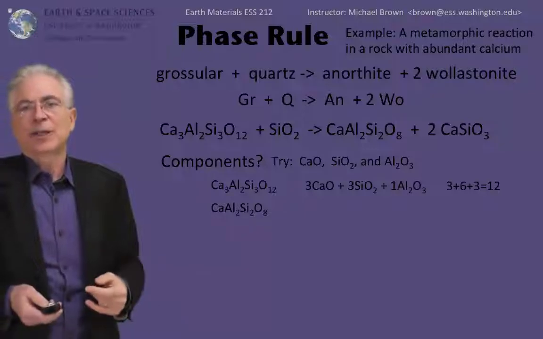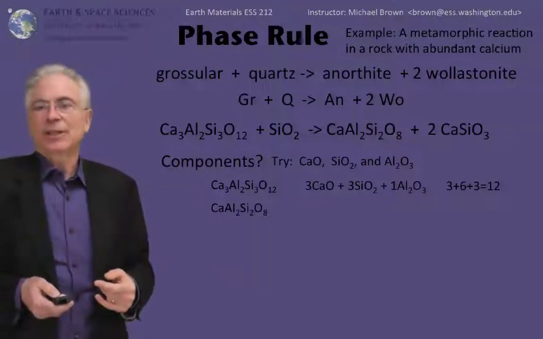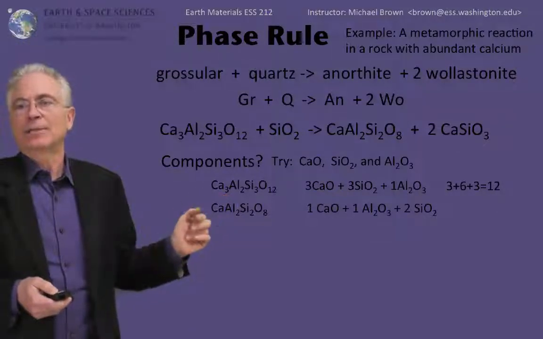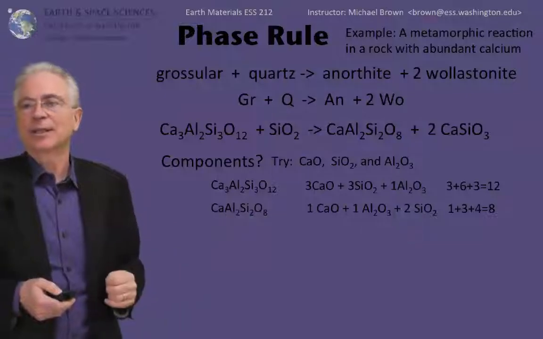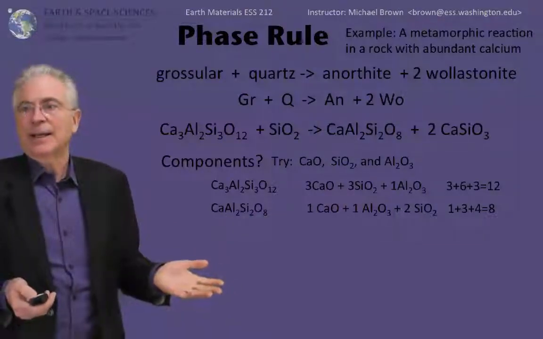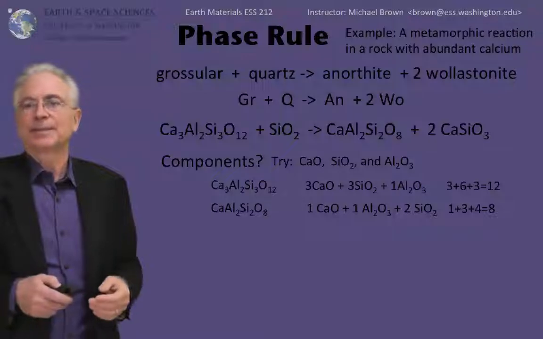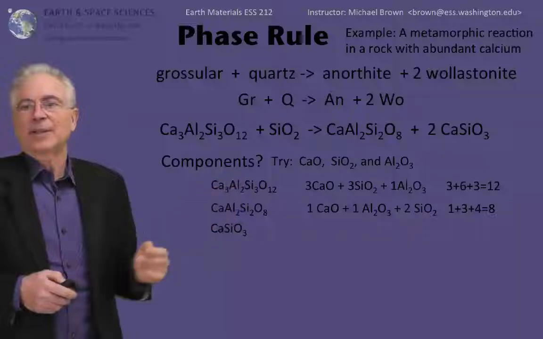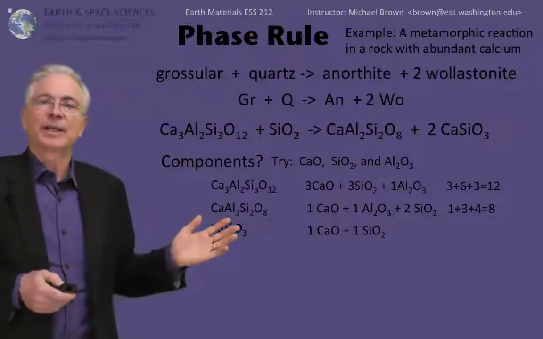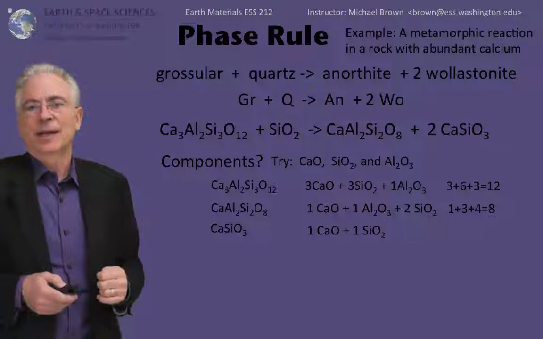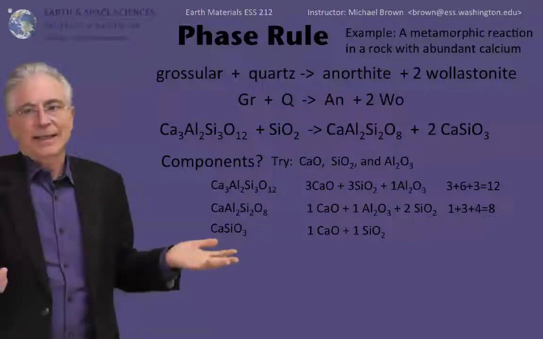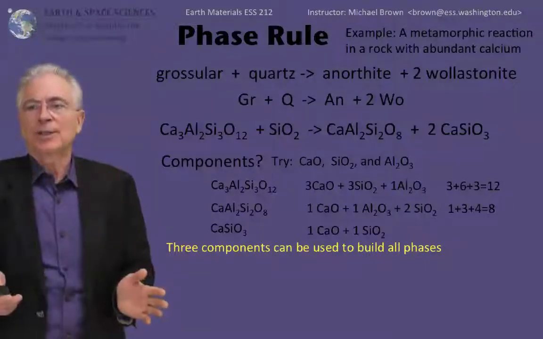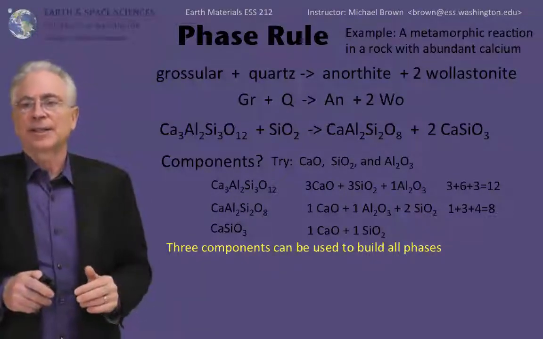We go through the same exercise for the plagioclase, for the anorthite, and in this case, 1 calcium oxide plus 1 aluminum oxide plus 2 silicon oxides does the trick. And again, the oxygens add up correctly. For the wollastonite, we have calcium and silicon, so we just add 1 unit of a calcium oxide and 1 unit of a silica building block, and that gives us the right number of calcium, silicon, and oxygen. So we have 3 components that build all the phases of this system.